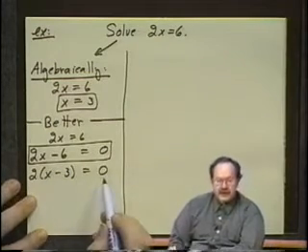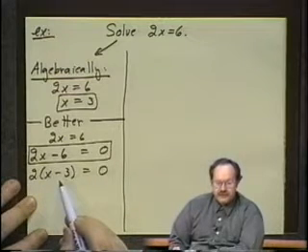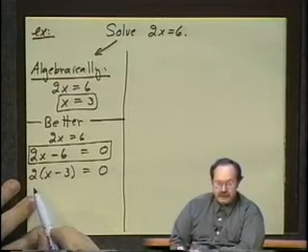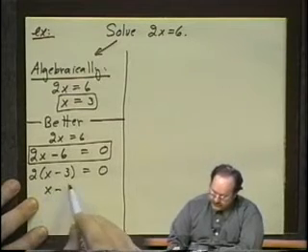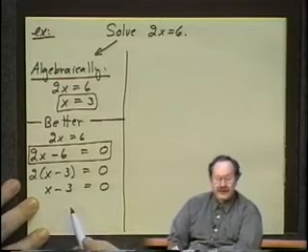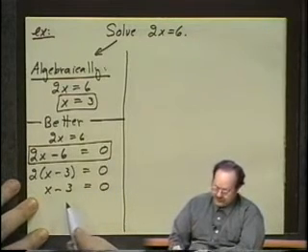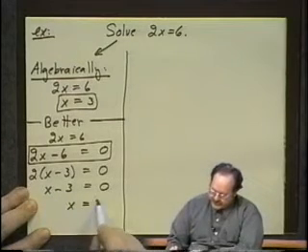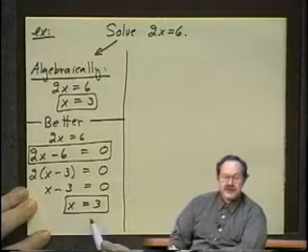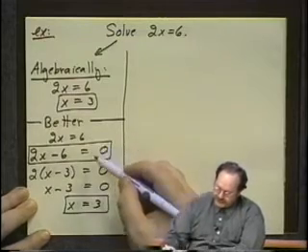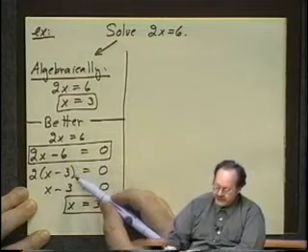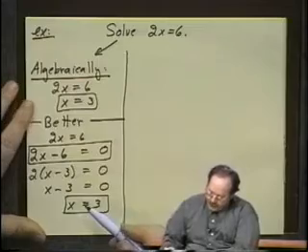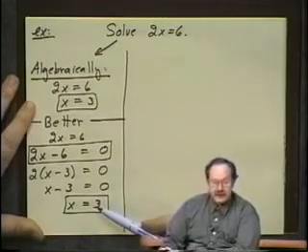Then when I look at this, I say the only way this product can be 0, since these are numbers, is if one or both of the numbers is 0. 2 can't be 0. X minus 3 must therefore be 0. That, you may recall, we called something like the zero product principle, or the zero product fact. And if x minus 3 equals 0, of course, x equals 3. We end up with the same answer, of course. But we followed a procedure, putting everything to the left and then using that zero product principle, which will hold us in good stead later. Okay, algebraically we found that the only solution here is 3.